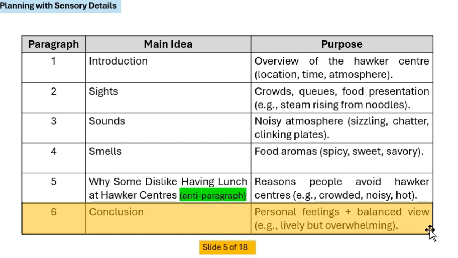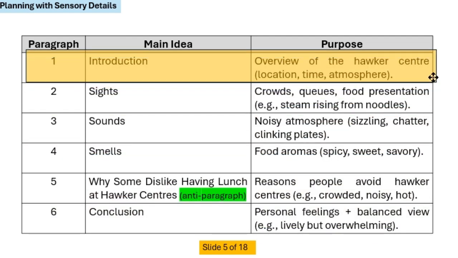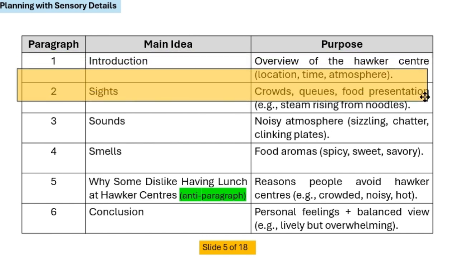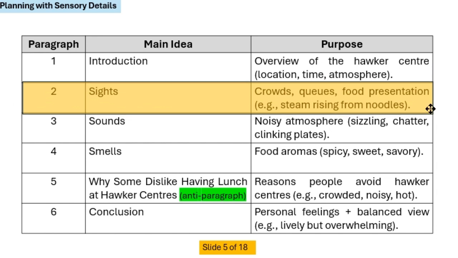There are 6 paragraphs to the writing of this composition. The first paragraph is always the introduction paragraph, and it gives an overview of the hawker center. However, you can also include certain hints like the 3 important things that you will experience: the sights, the sounds, and the smells when you go for hawker center food during lunchtime. The second paragraph focuses on the sights you will experience, like the crowds, the queues, the food presentation.